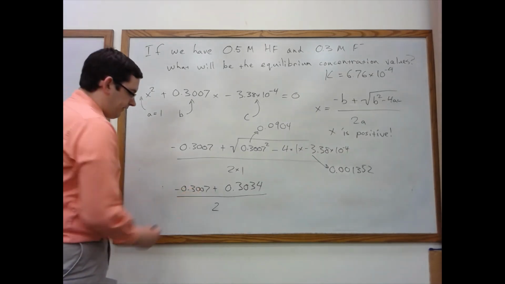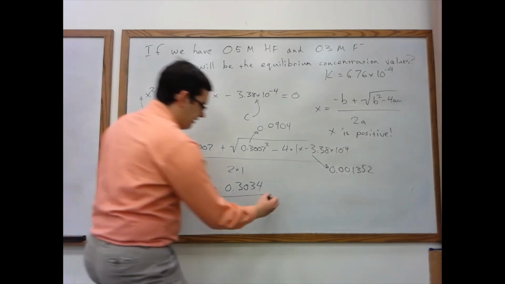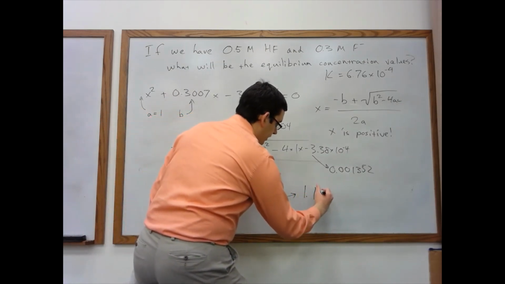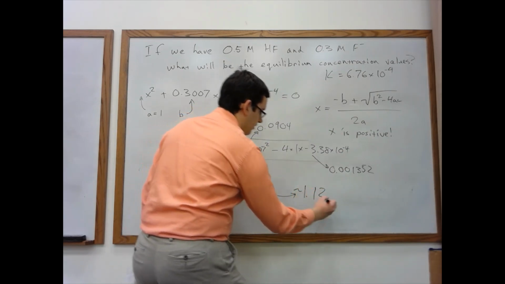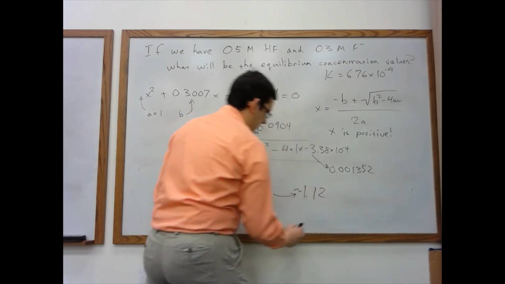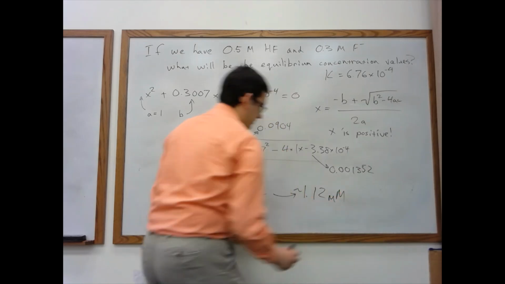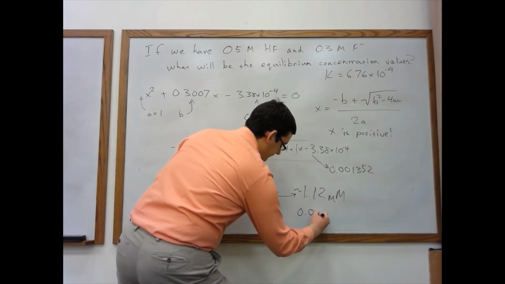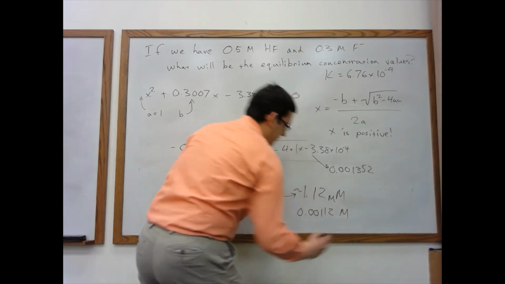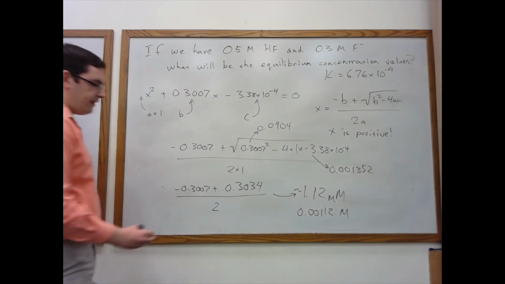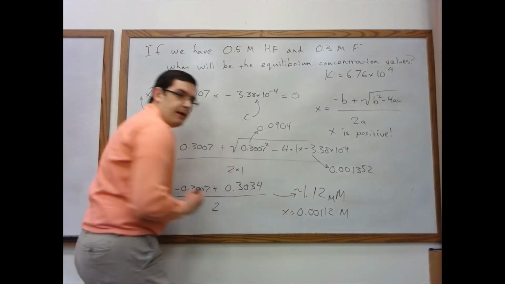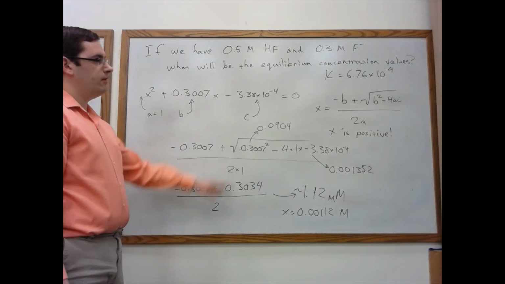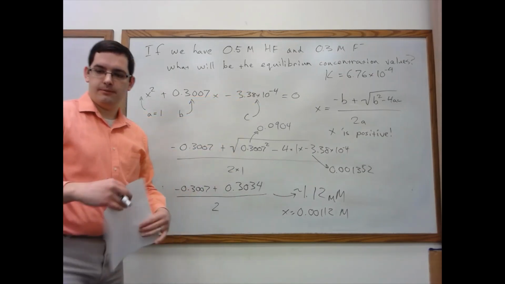We can then add these together, divide by 2, and we should get approximately 1.1, and this would be in millimolar. So it comes out to 0.00112 molar. So this is our value for x. It's a positive number as we expect. So now we can use that value of x to solve for our equilibrium concentration values.